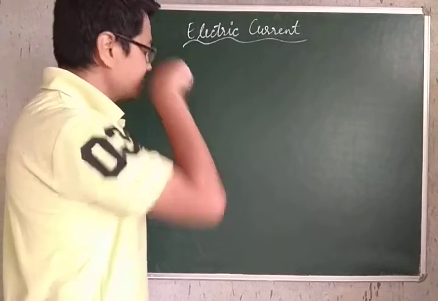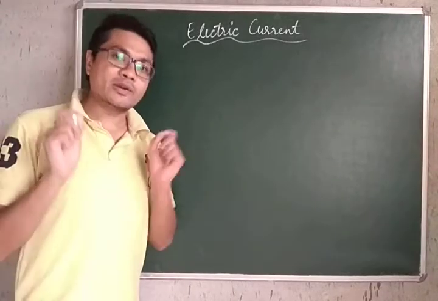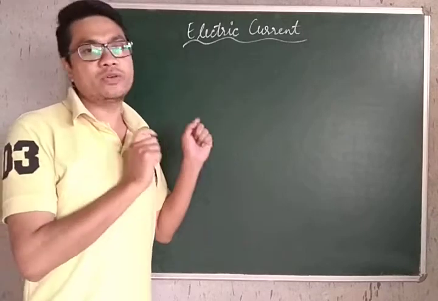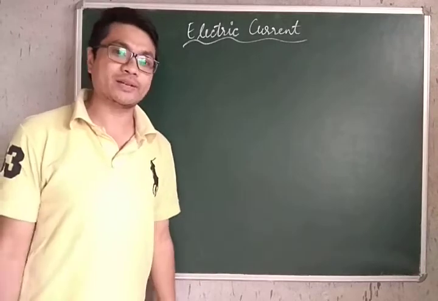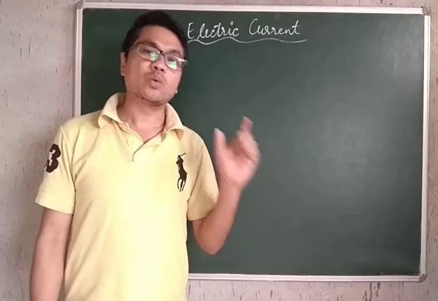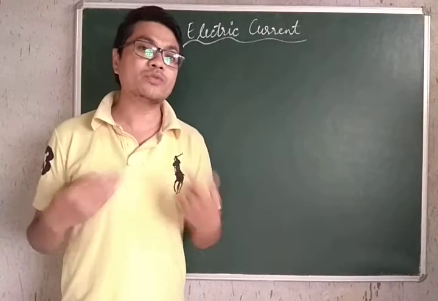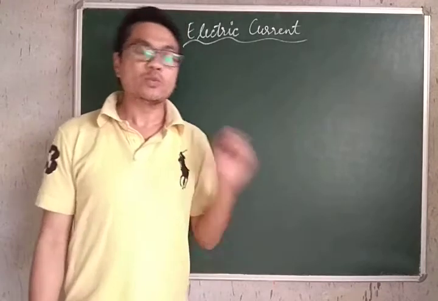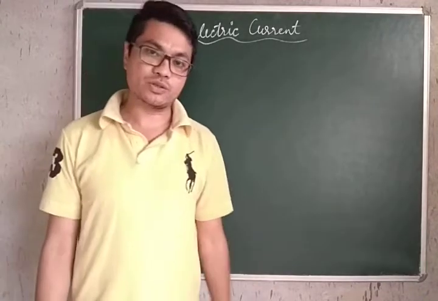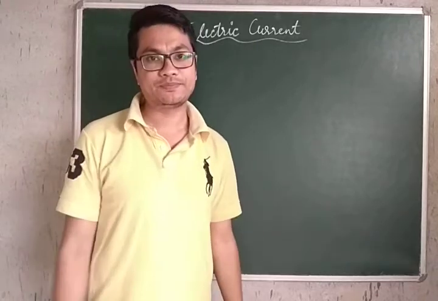Let's start therefore with the definition of electric current. Electric current is the rate of flow of charge. That is how we define electric current. Now, when we say flow of charge, when we refer to charges, what we are referring to is free charges, or to be more precise, free electrons.